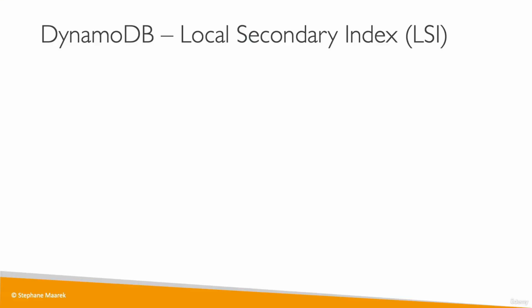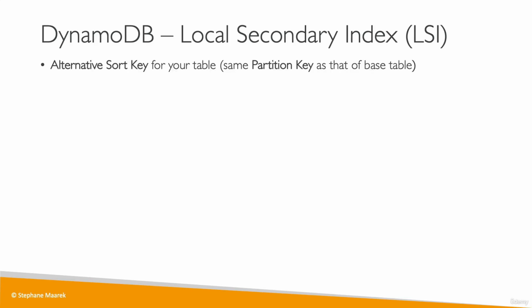Okay, so now let's talk about indexes for DynamoDB. And you have two kinds of indexes that you need to know. The first one is a local secondary index. So an LSI is going to give you an alternative sort key for your table.